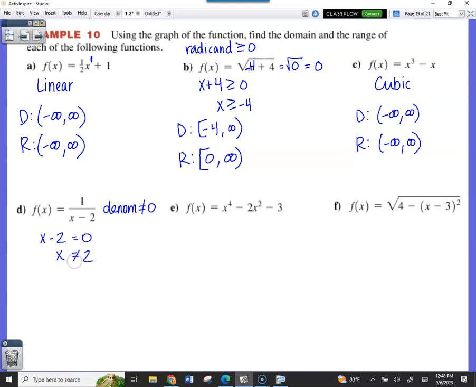2 is off limits. So the entire number line's allowed except 2. If you need the visual, draw it, or you could say to yourself, okay, so the whole number line's shaded, but I have a circle on 2, which means I'm hopping over 2. So my domain is from negative infinity to 2, skip over it, and go to infinity.